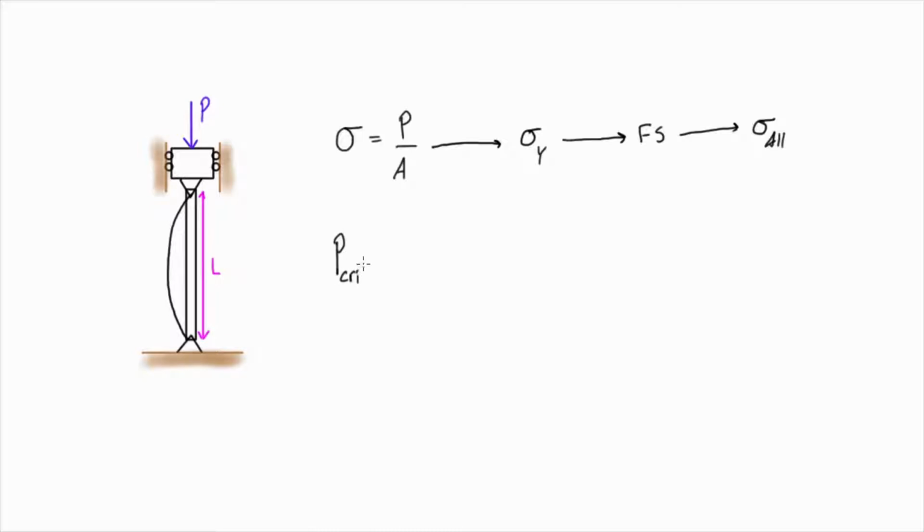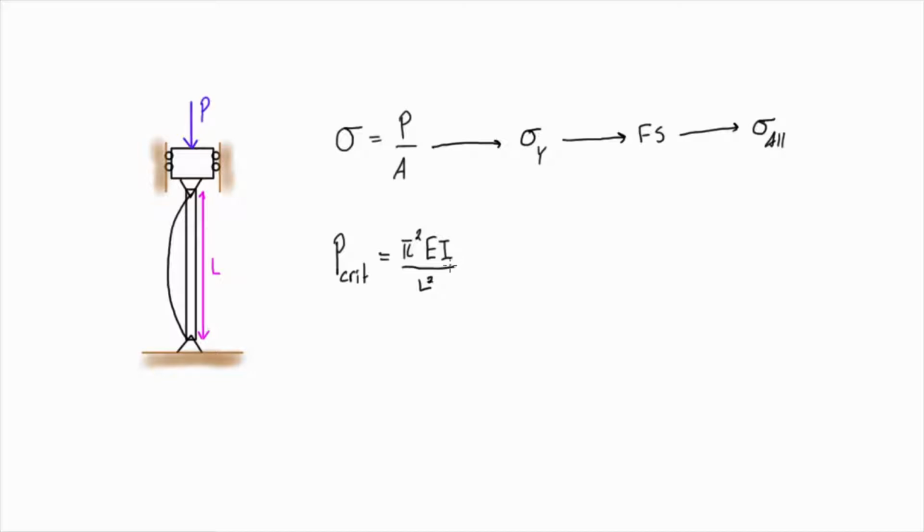It's the critical applied load, the load that the column will buckle at, and the expression to find it is P critical equal to pi squared EI over L squared. The material properties depend on the actual column, right? E is a material property. The moment of inertia depends on the actual cross-section of the column. And L squared also depends on the actual column we're looking at.